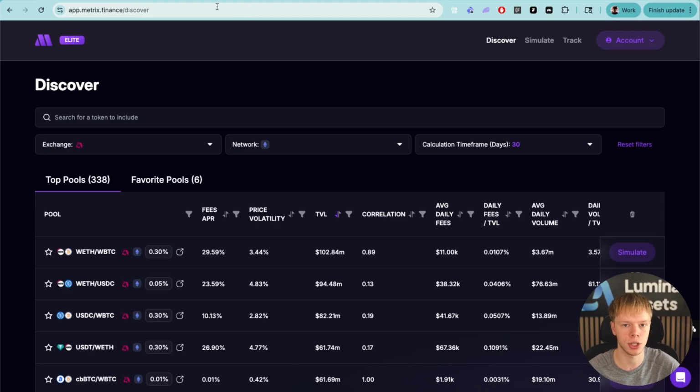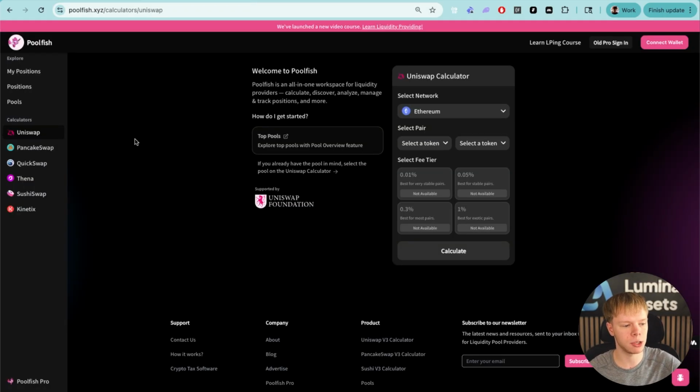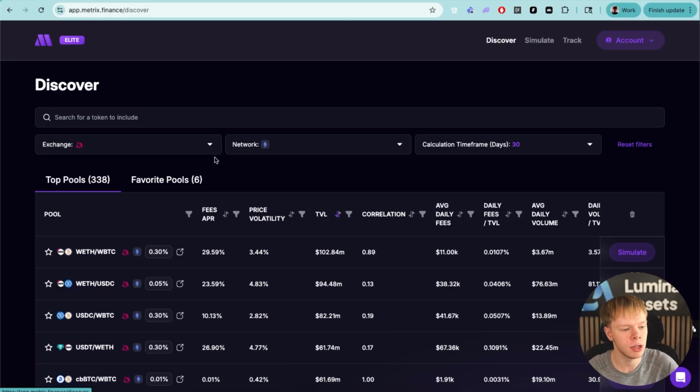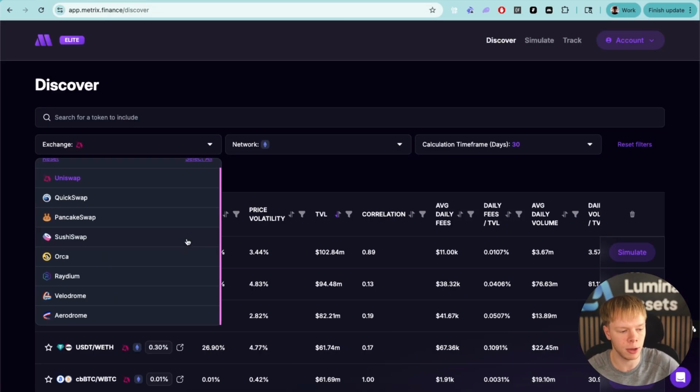Now both tools support the ability to find positions, simulate performance, and track performance after you actually enter those positions. Both tools support Uniswap, PancakeSwap, QuickSwap, and SushiSwap. However, PoolFish supports Thena as well as Kinetics, whereas Metrix Finance supports Orca, Radium, Velodrome, and Aerodrome.